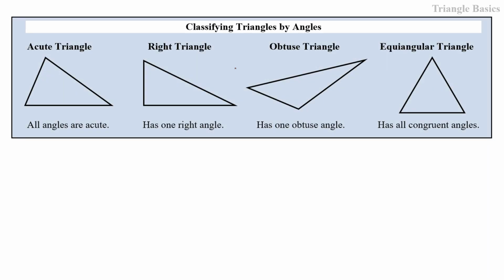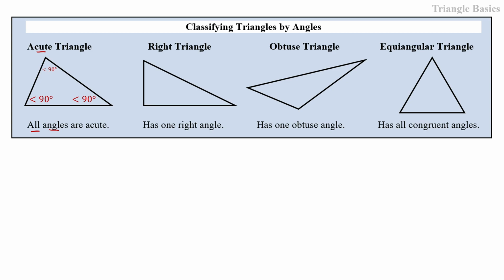To classify triangles by its angles, we're going to look at the angle measures. Okay? Now, an acute triangle, remember, acute angle is angles that measure less than 90. Okay? So if the triangle has all angles that are acute, then that means it's going to be an acute triangle, meaning that that angle on the left is less than 90, the angle on the right is less than 90, and the angle on the top is also going to be less than 90.